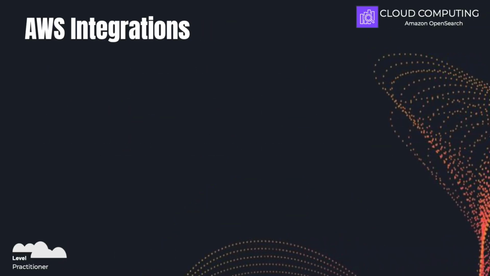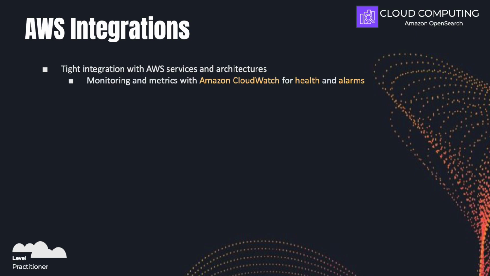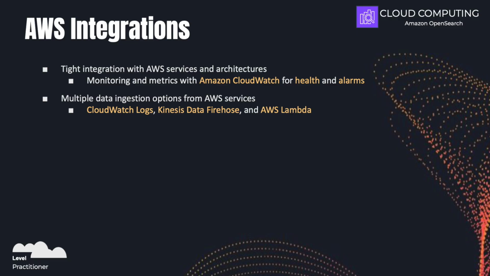And one of the other things, because it's a native AWS service, Amazon OpenSearch service integrates tightly with the rest of the AWS ecosystem. For monitoring health and performance, you can rely on Amazon CloudWatch metrics and alarms. For ingesting data, you can stream logs from CloudWatch Logs, push events through Kinesis Data Firehose, or use Lambda functions to pull from sources like S3 or DynamoDB and load data into OpenSearch.